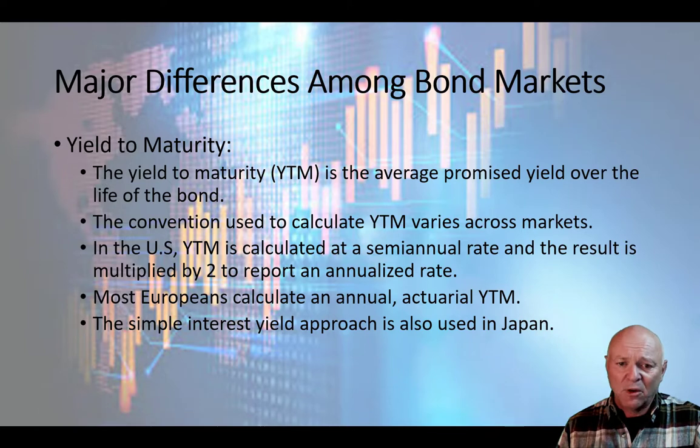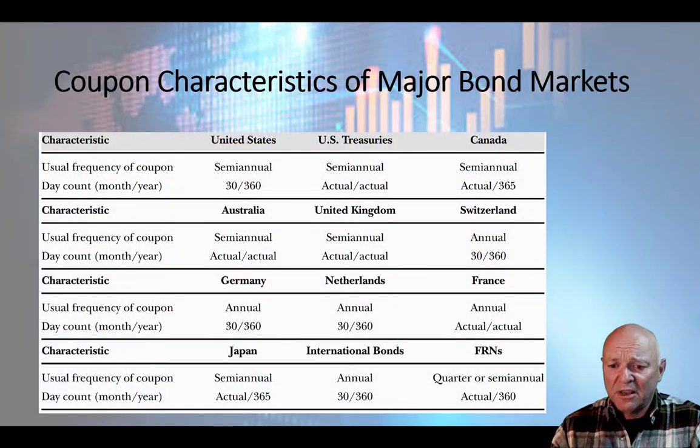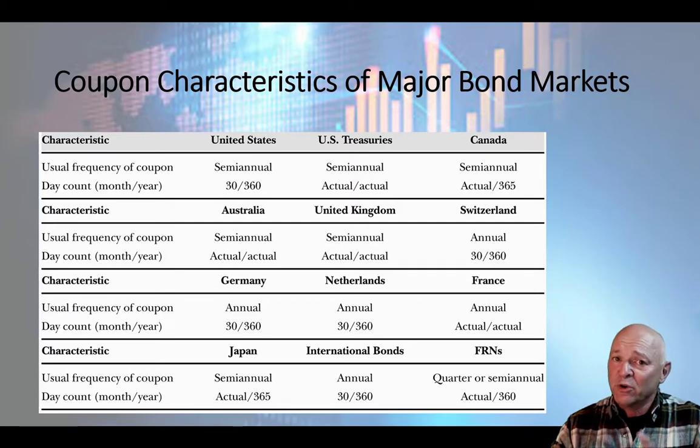Oh, and just to point out as well, for international bonds, we said 30 and 360. Things like floating rate notes, which we'll talk about later, we would use something like actual and 360, which is a little bit different than for bonds.